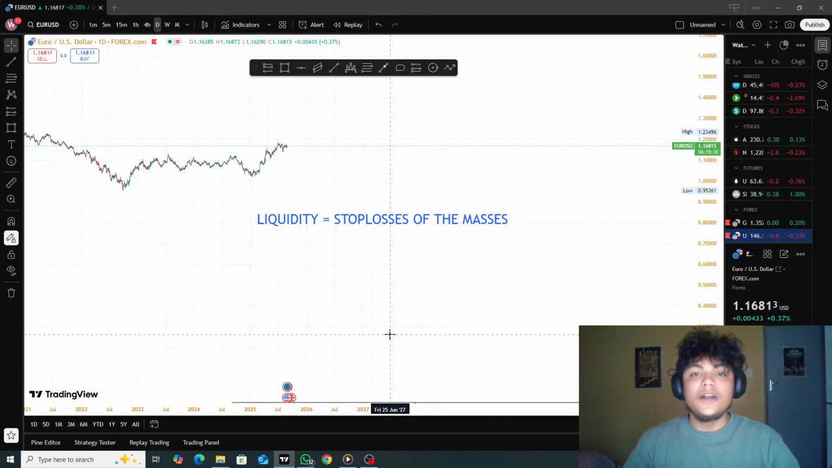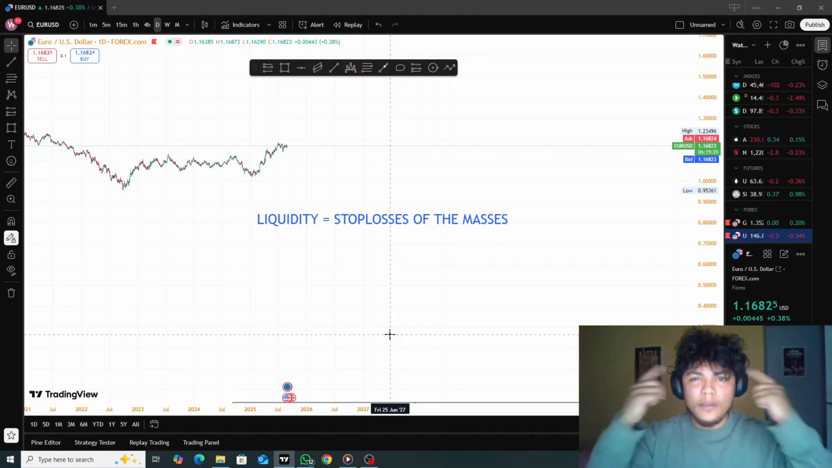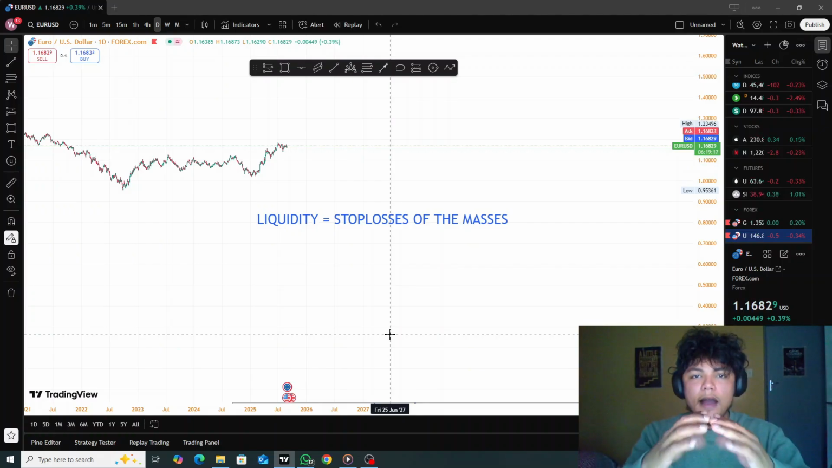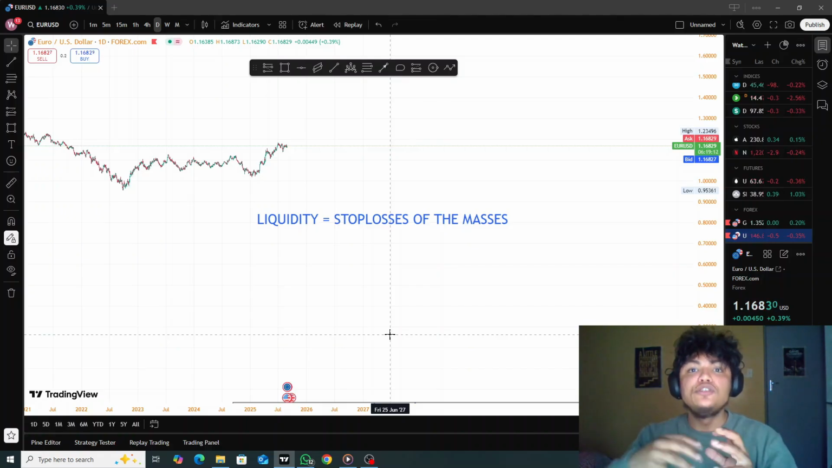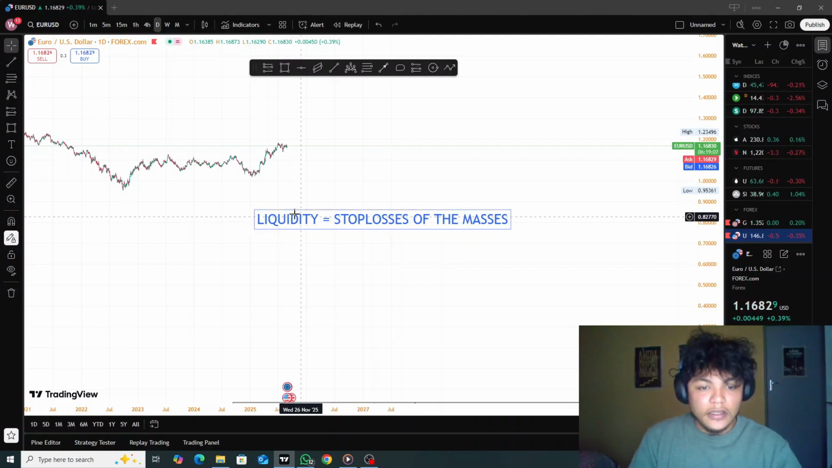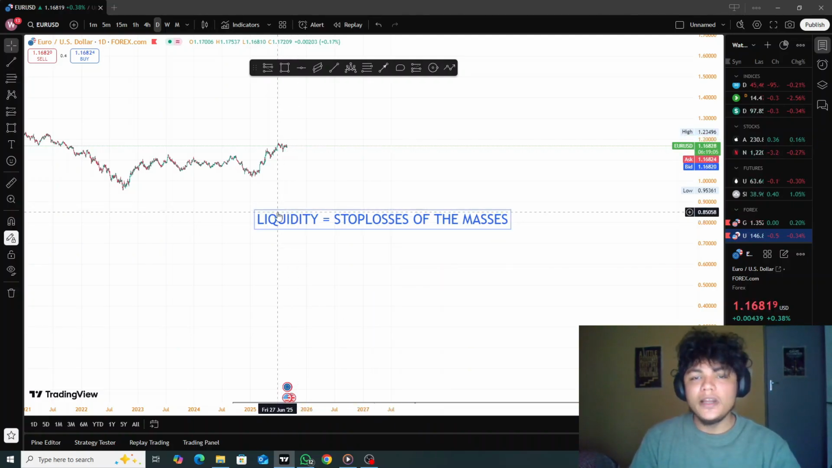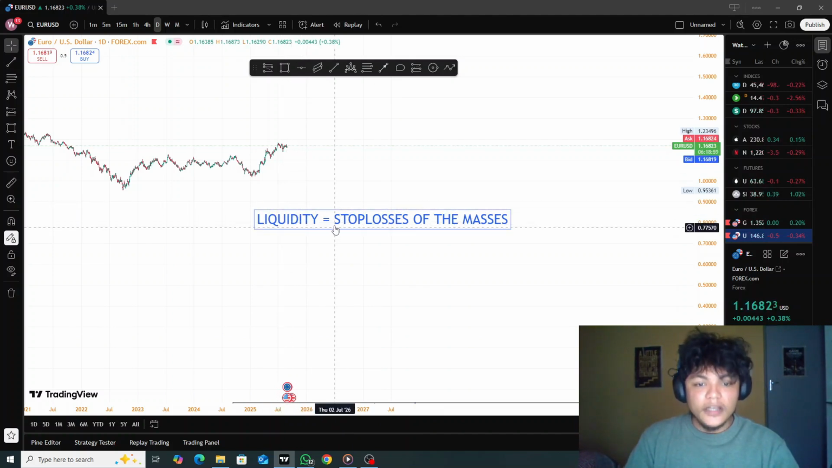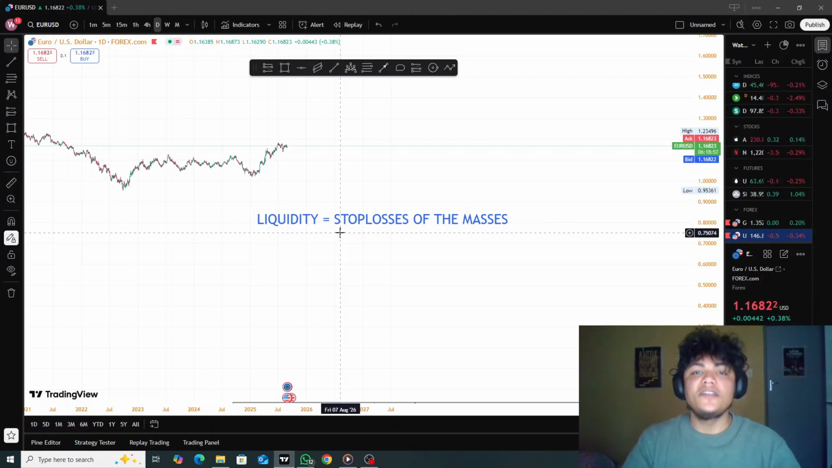Okay, so guys, what is liquidity? How I like to remember liquidity is to look for stop losses. It's to imagine myself where I'm going to put my stop loss and where most of the traders are going to put their stop losses. Okay, so as we read here, this is simple. Liquidity and imbalance are simple concepts. Liquidity is equal to the stop losses of the masses, the stop losses of most of the traders.